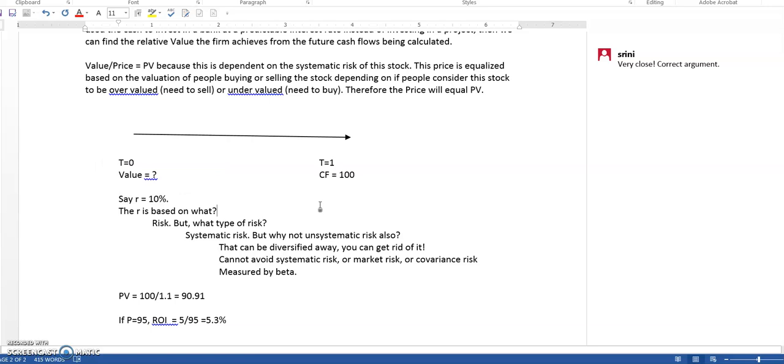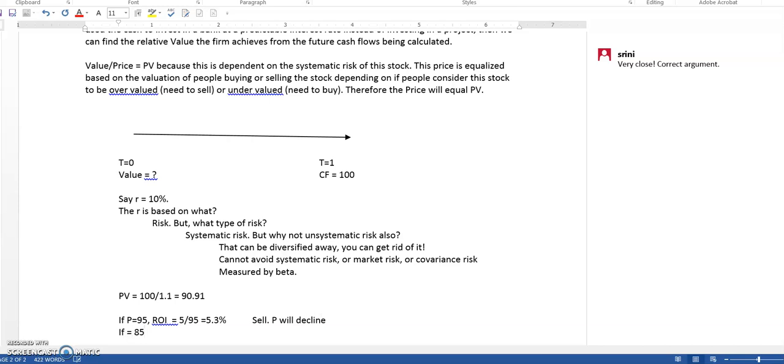So what will this investor do? This investor is then going to say, okay, I can compare these two alternatives. I'm going to get 5.3% if I go ahead and buy this asset at 95, or I can get a return of 10% in the market. So what will they do? They will all prefer to get 10%, so no one would buy. They would all sell this asset because the return is too low. So what will happen when people sell? The price will decline. So what happens if the price is 85?